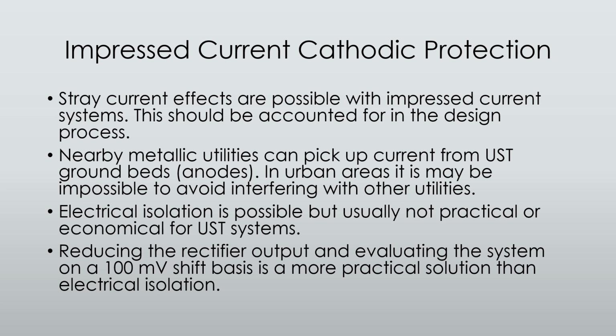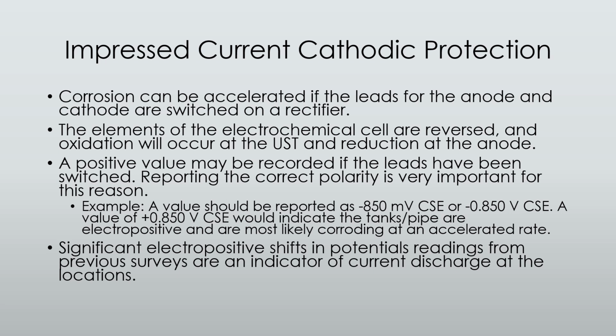So we're trying to reduce the voltage gradient of our anodes, and we're trying to reduce the current output. We know we're going to have problems, so we're just trying to make our problems as small as possible by basically going with a lower current output. With impressed current, there's just all kinds of problems you have to account for. Another one is that corrosion can be accelerated if the leads for the anode and the cathode are switched. So the elements of the electrochemical cell are reversed, and oxidation will now occur on the tank, and reduction will occur at the anode.